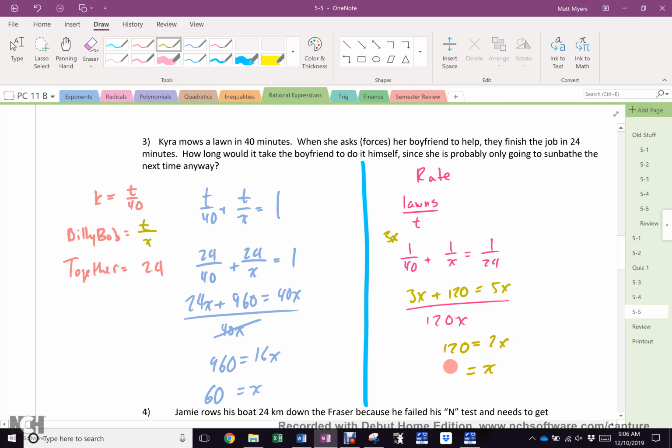Which is? How long will it take him to do it by himself? Same thing both ways. Remember, if you have the fractions of the time it takes them to do the job, then it has to equal the total job, right? If you've gone to rate, then it's fraction.